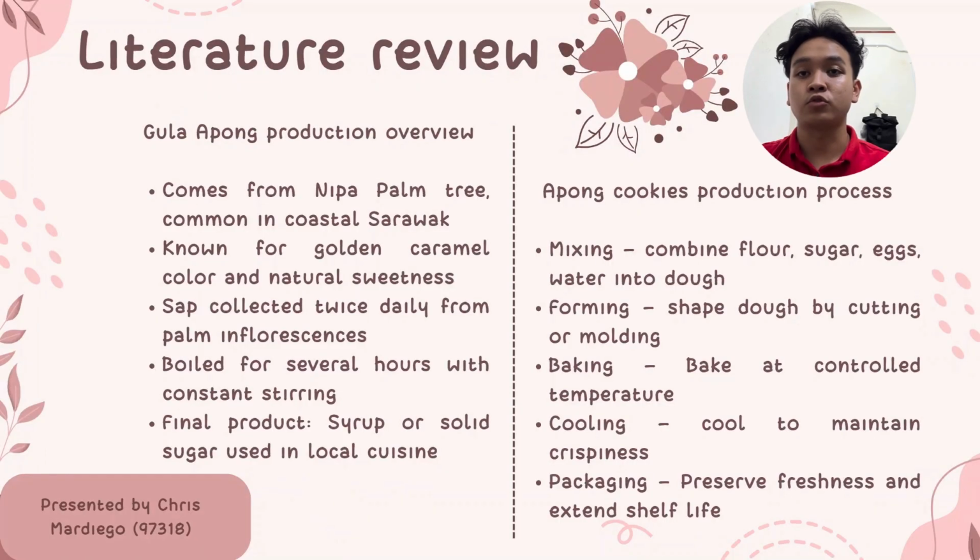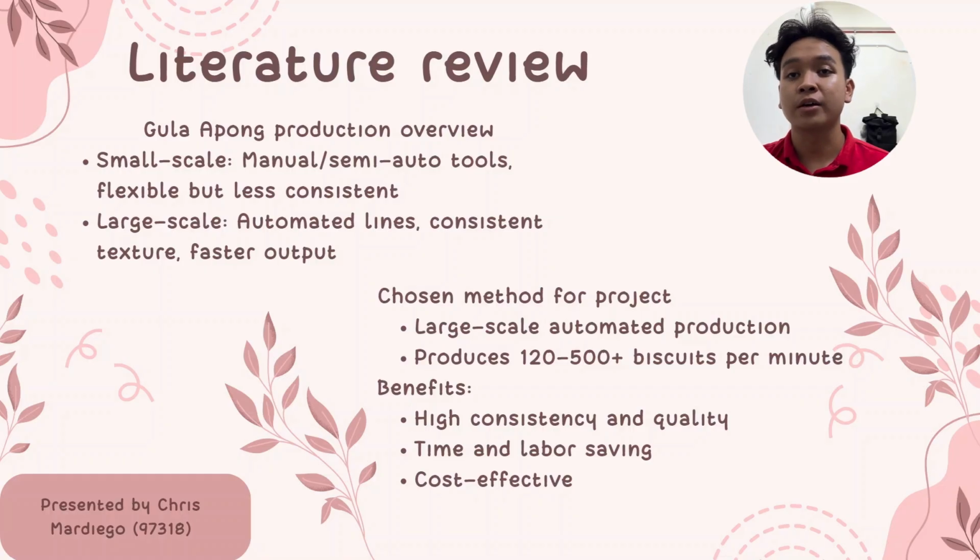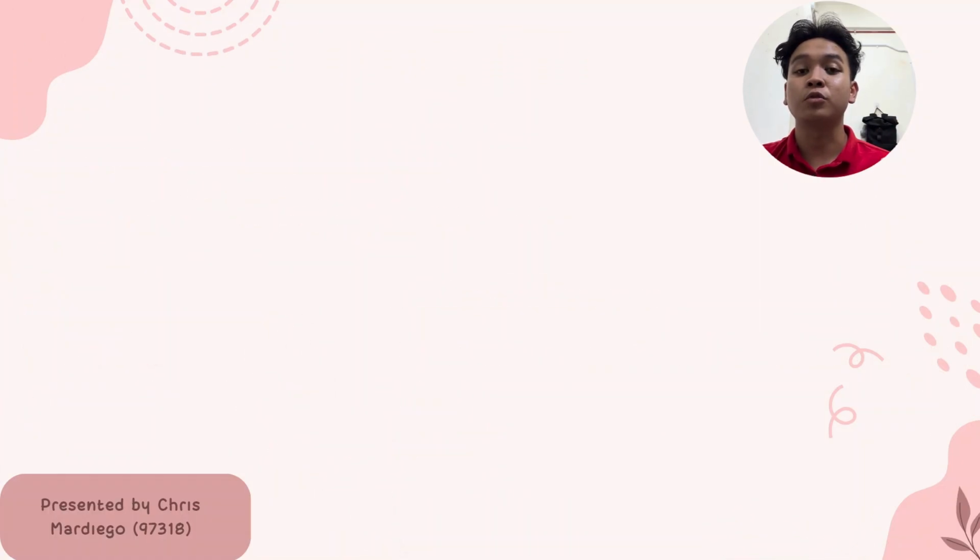Apong cookies are made through 5 main stages, which are mixing ingredients, shaping dough, baking, cooling, and finally packaging. There are 2 main production methods, which are small-scale manual tools and a large-scale automated line. So, for our project, we are choosing large-scale automation because it can produce 150 to 500 biscuits per minute, which ensures consistency, saves time, and reduces labor and cost. We also choose this method because we want to produce a lot of cookies for our company.